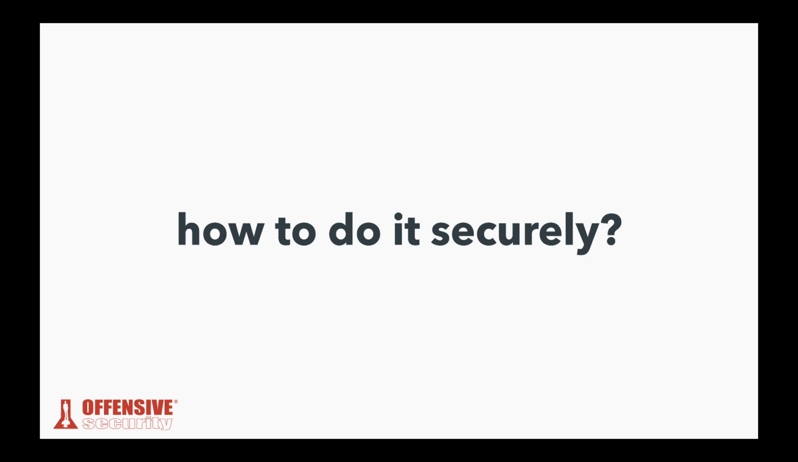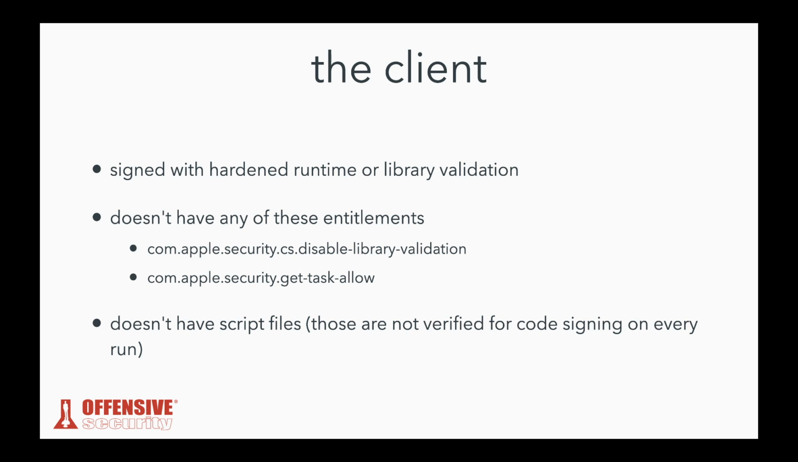But how to do it securely? Hopefully I covered all the details of this during the talk, but let's try to summarize it. So first, the client has to be signed with hardened runtime or library validation. And it mustn't have either of these entitlements: get-task-allow and disable-library-validation. If any of these two are present, it's game over.